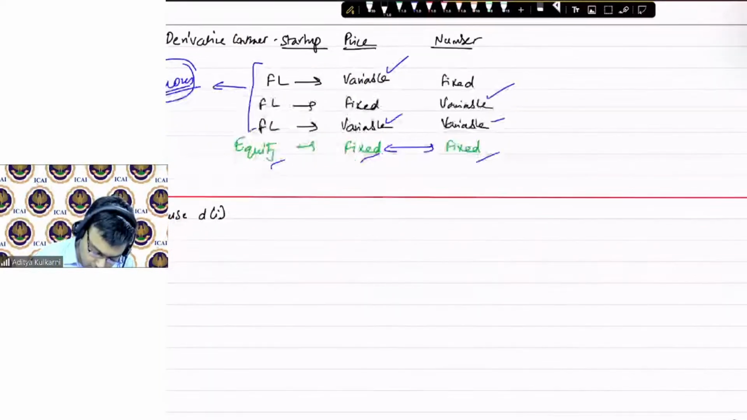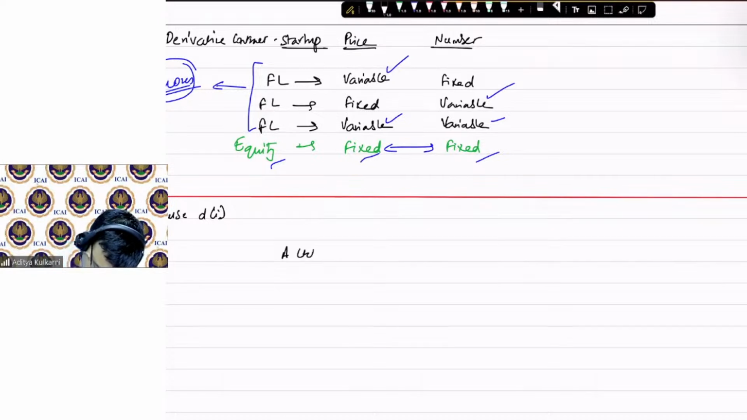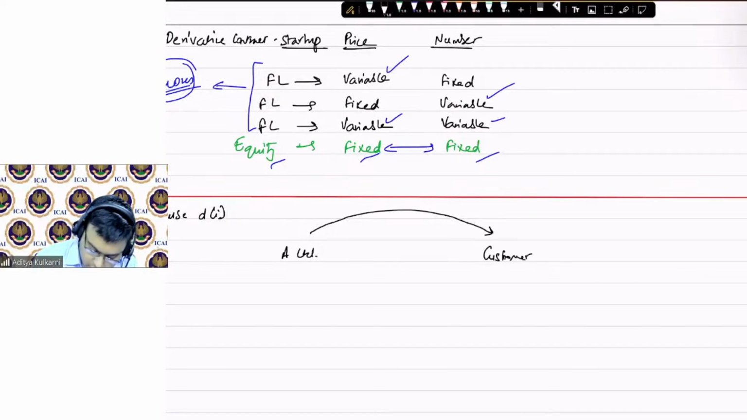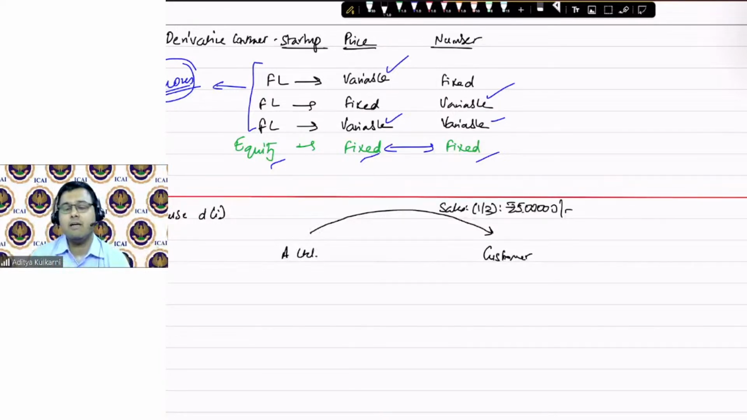Okay. So now coming back to our example, I have a company A Limited. I sold goods to my customer. So the sales value, same values I am taking, rupees 5 lakhs. I have sold goods worth 5 lakhs to the customer. The customer is holding my own shares.